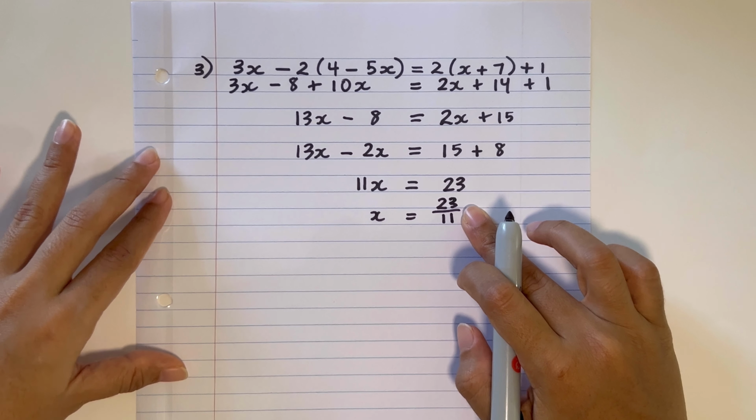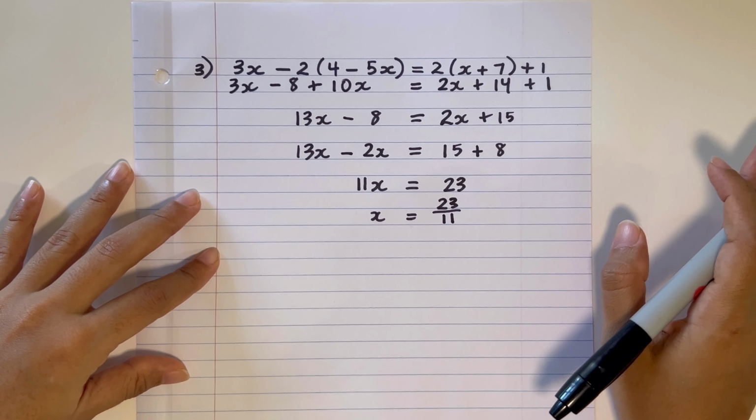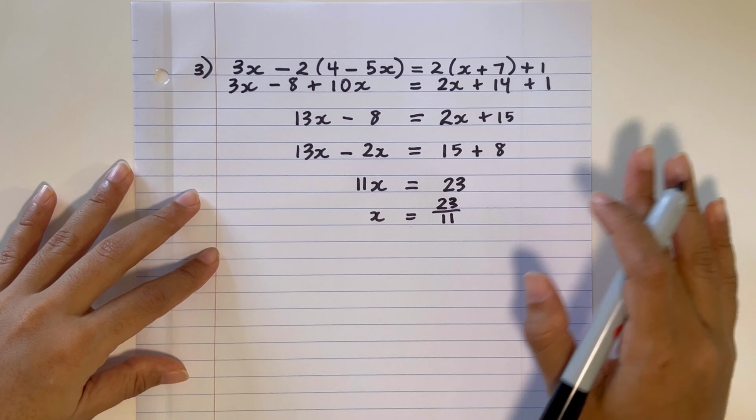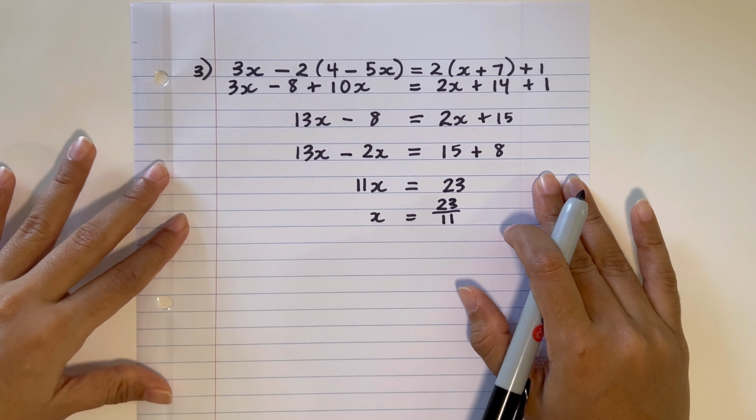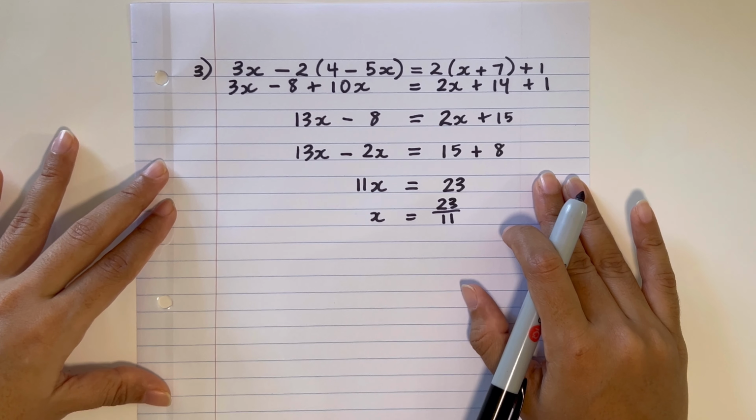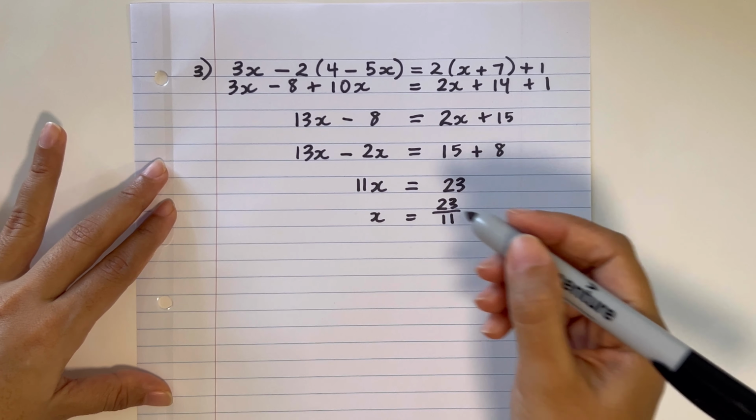Now you could leave your answer like this. You can change it to a decimal or you can change it to a mixed number. Anything will be fine and acceptable. Let's do another one with brackets on either side.